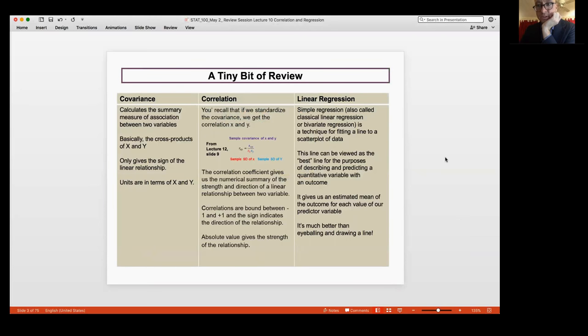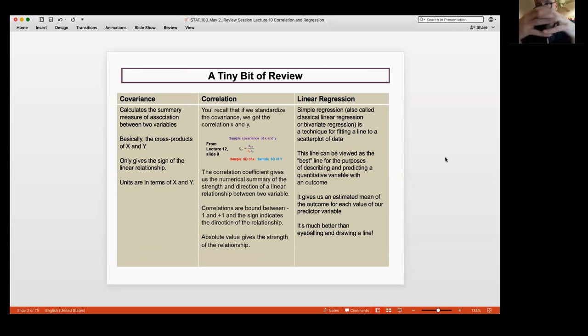Now, just as a review, what is covariance? Well, covariance calculates the summary measure of an association between two variables. Basically, it's the cross products of X and Y. The main key point about covariance here is that it only gives us an indication about the sign of a linear relationship. That is to say, if it takes on a positive value, it is a positive covariance. If it takes on a negative value, it is a negative linear relationship.